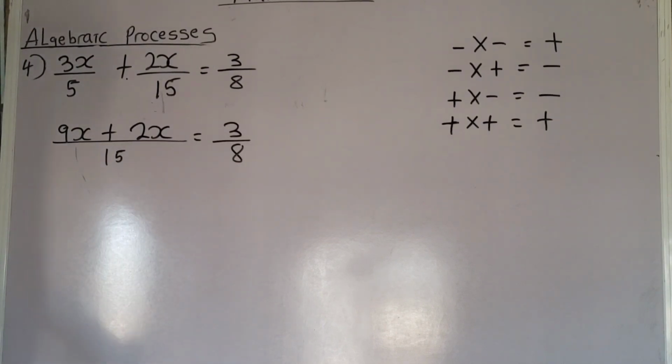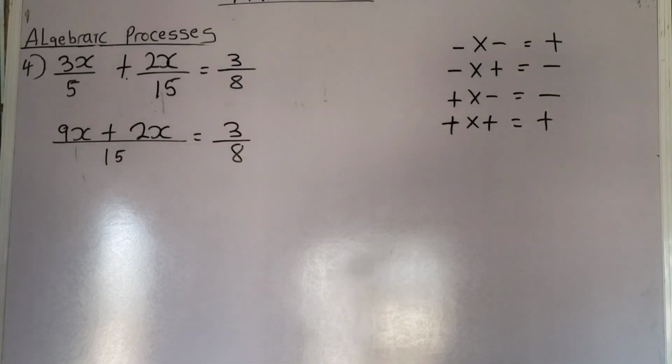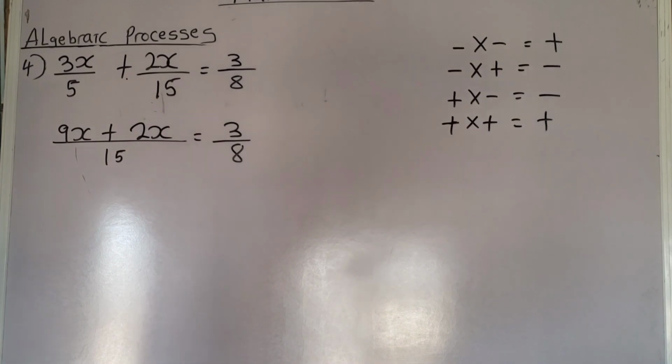Do you understand? If you didn't understand, reverse the video again. I'm very sure you know how to solve fractions. When you are given two fractions and you're asked to solve, the first step is to take the LCM. The LCM of 5 and 15 is 15, because that is the number which is divisible by both 5 and 15. And I told you the meaning of LCM: the lowest common multiple.